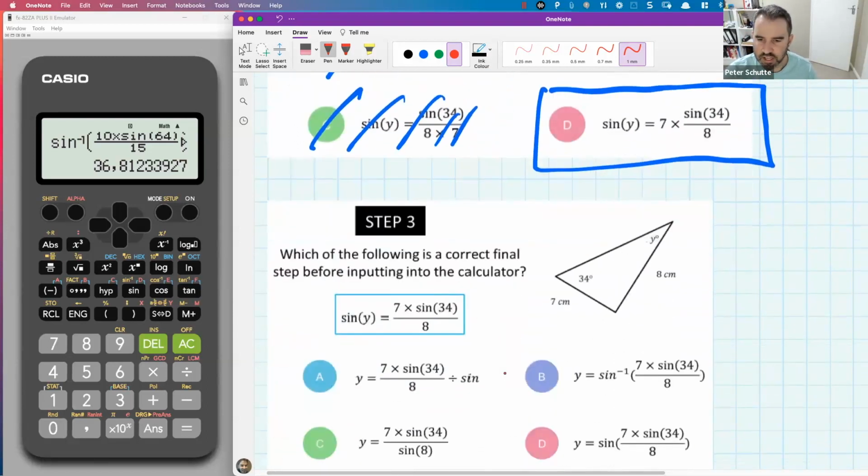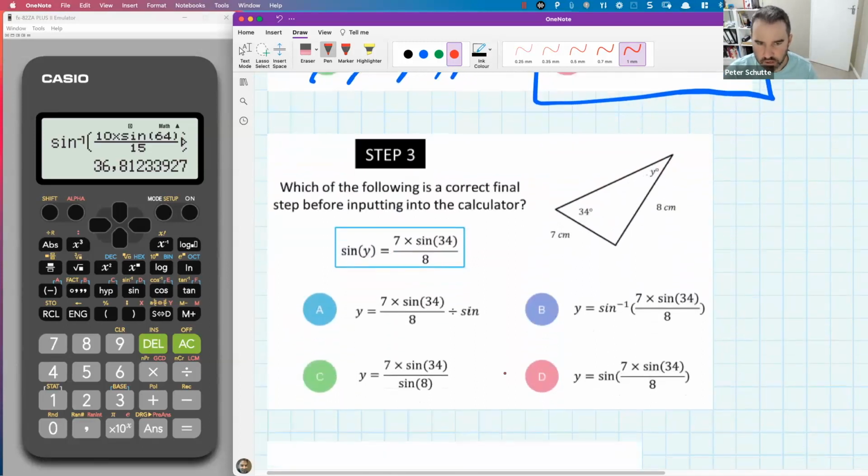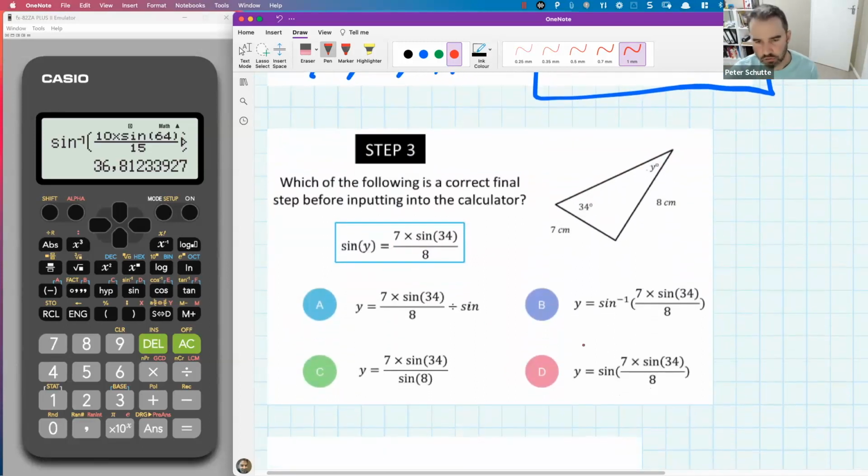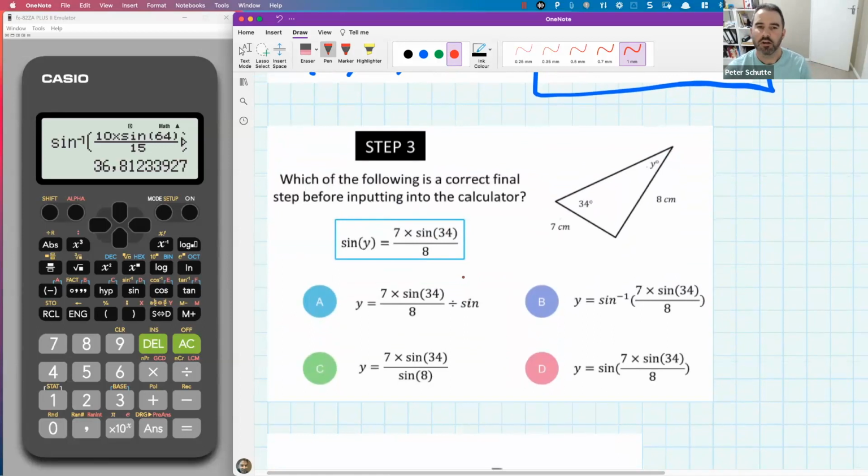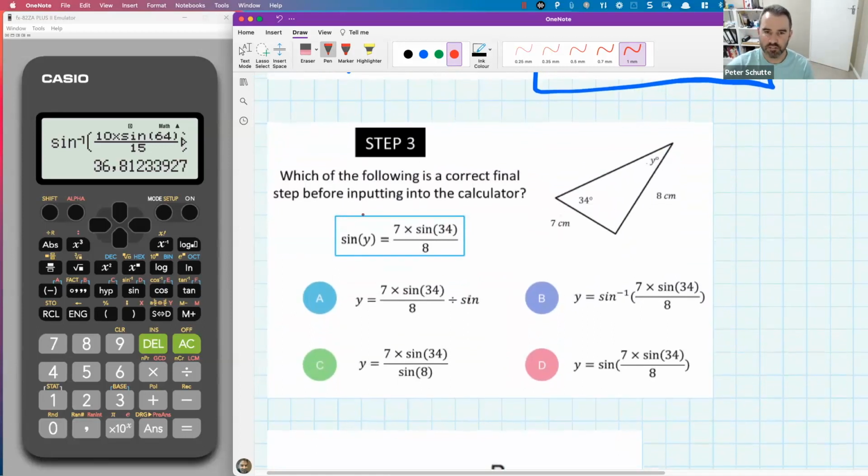Okay, let's do another one. So we're basically going through all the steps we need to follow. Of these, given this is the correct answer, what is the next step that you need to do after that to get the Y by itself?